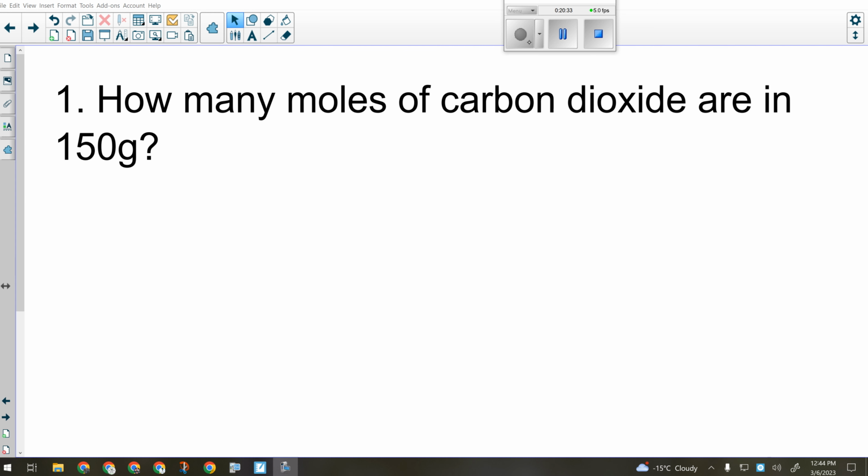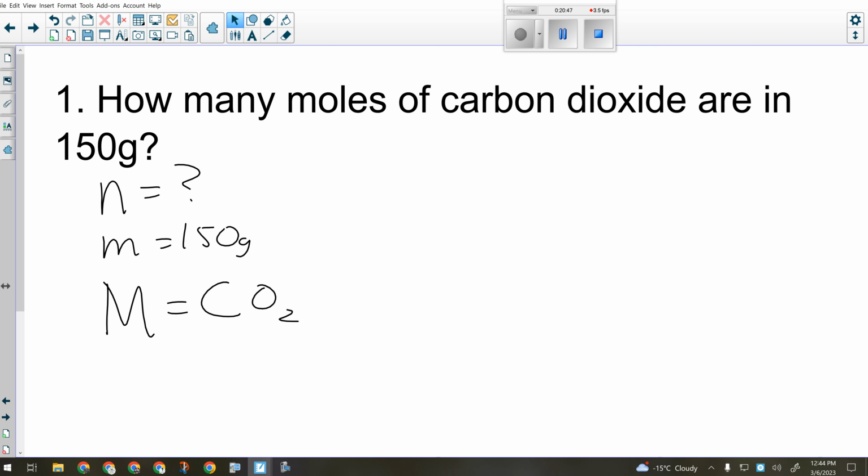Okay, so for number one, we're looking for how many moles? So we're looking for N. They tell us the mass, 150 grams. And they tell us it's carbon dioxide. So that's CO2. Okay, and so when I'm calculating the molar mass of that, that's gonna be 12.01, because there's only one carbon, plus 16 times 2. So that should give us 44.01 grams per mole for our molar mass.